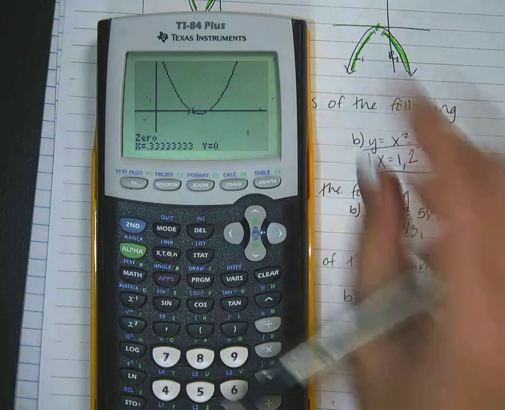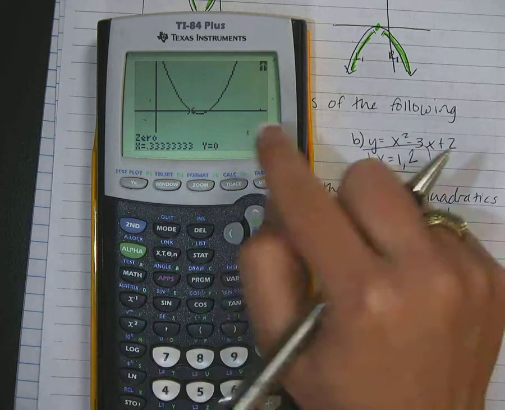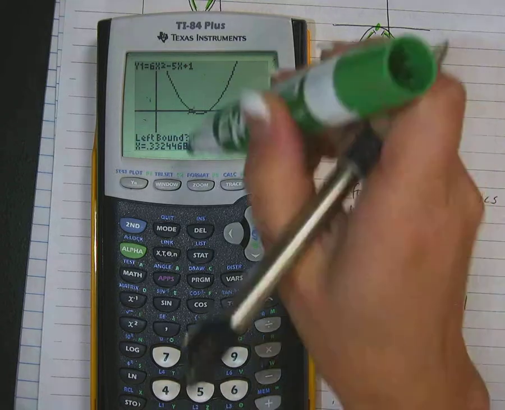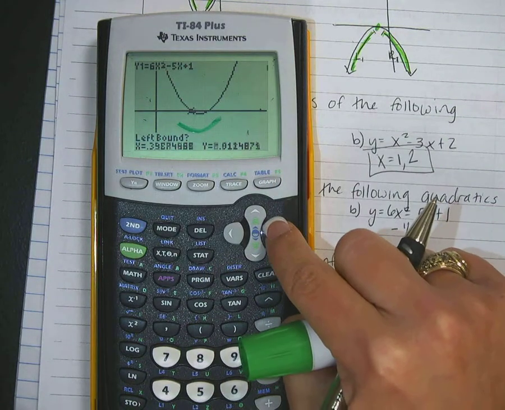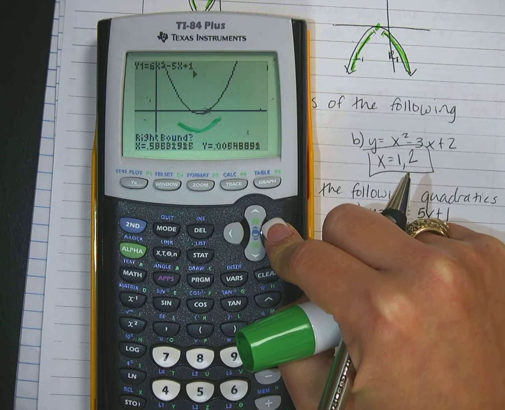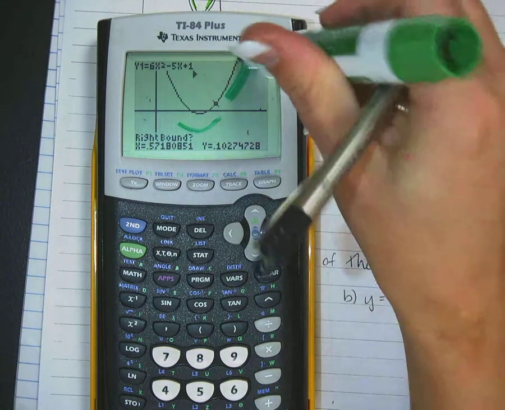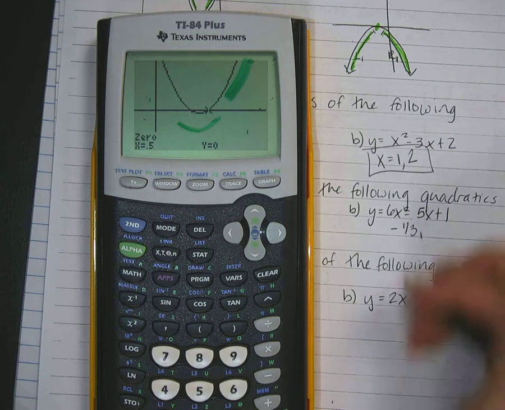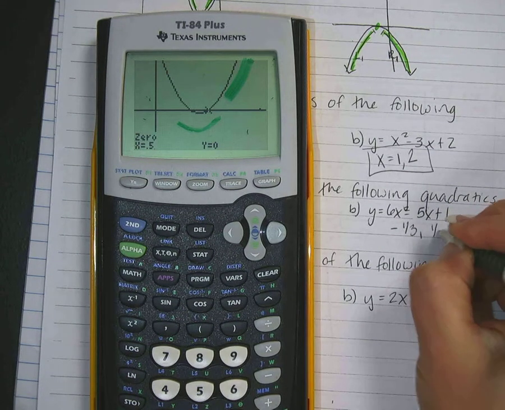Now I want to calculate the other one. Second, trace, go down to 0. Left bound will now be down here. Press enter. Right bound will be somewhere up here. Press enter. Enter one more time. And your other 0 is 0.5 or 1/2.